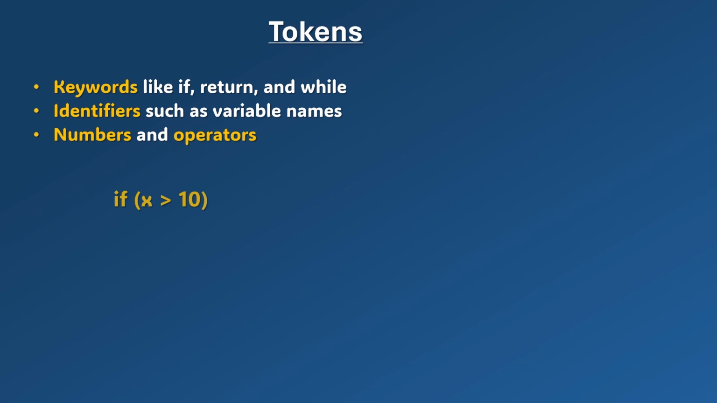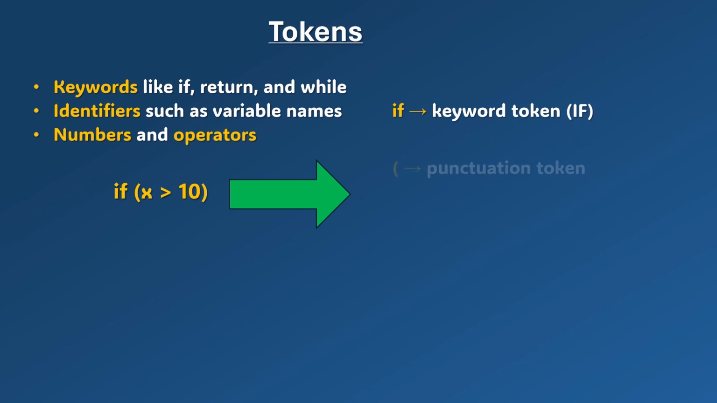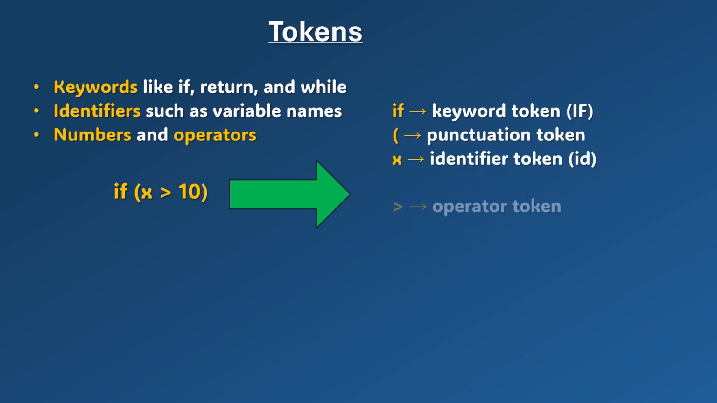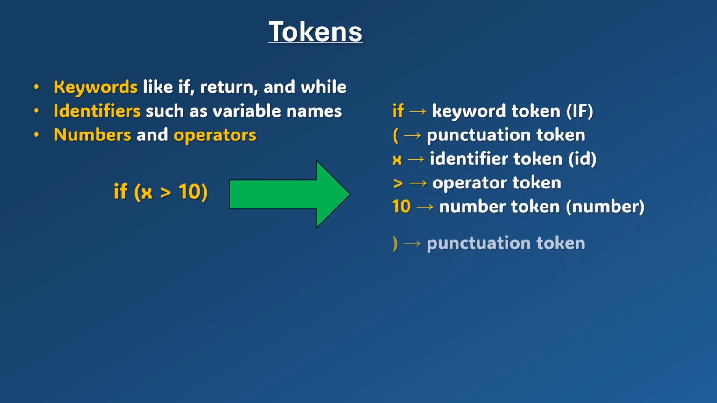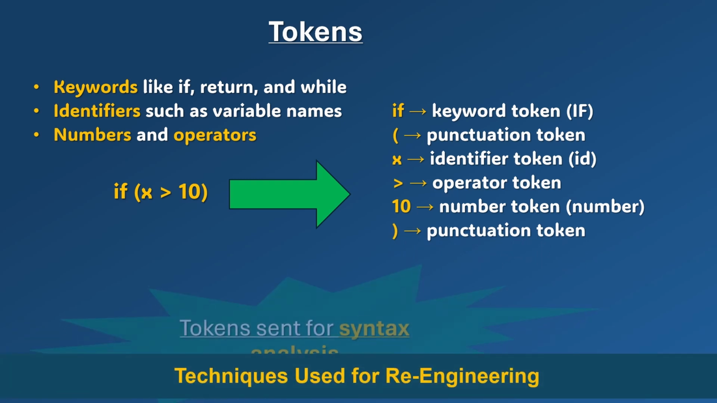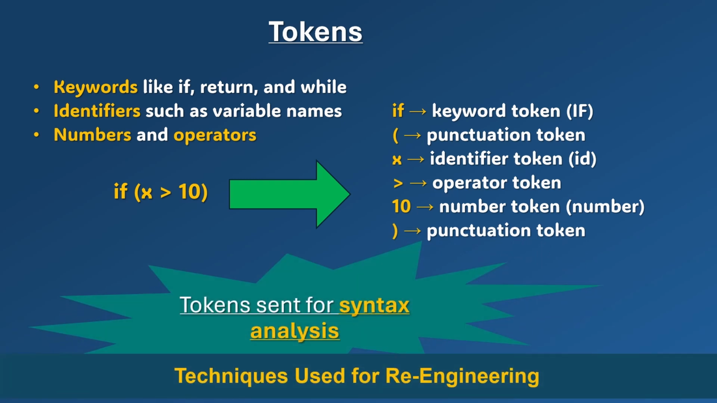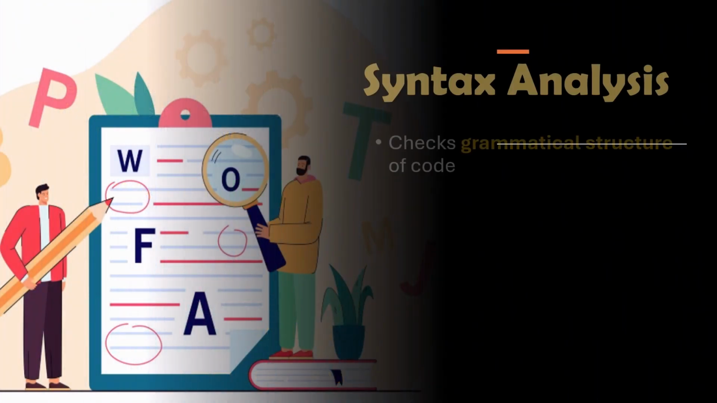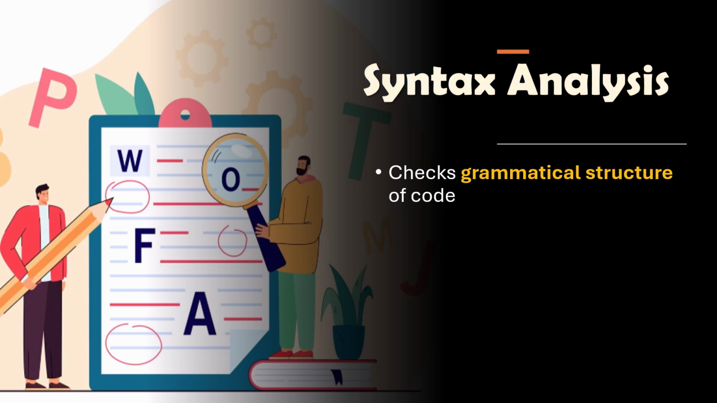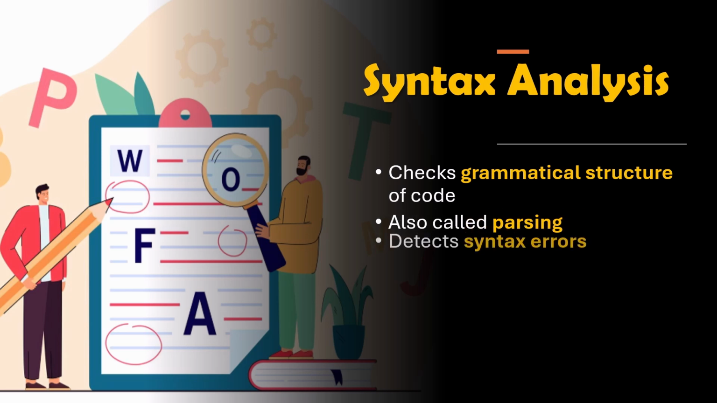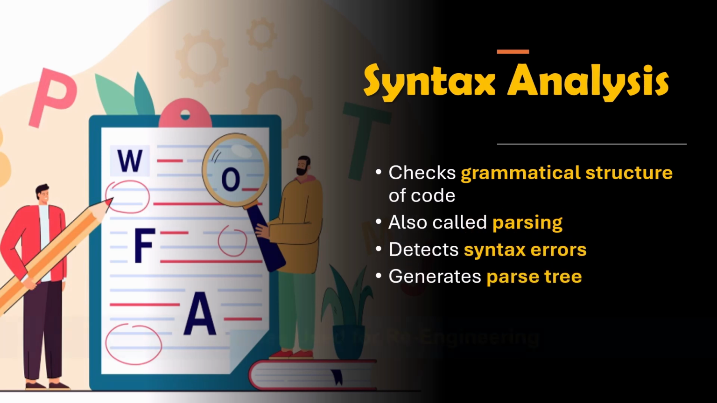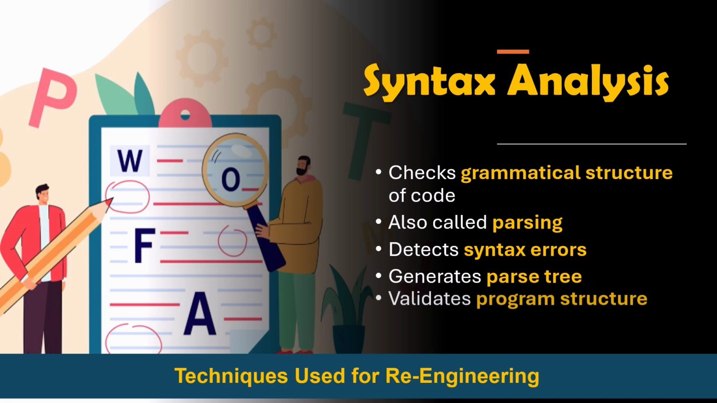If we write the statement as if (x > 10), the lexical analyzer converts this into tokens: if keyword, then starting bracket, id, greater than sign, number, and closing bracket. These are the tokens that are then passed to the next stage, called syntax analysis. Syntax analysis, also called parsing, checks whether the sequence of tokens follows the grammatical rules of the programming language. For example, if the brackets are missing or statements are incorrectly structured, the parser detects syntax errors. The parser also creates a structure called a parse tree, which represents the organization of the program.